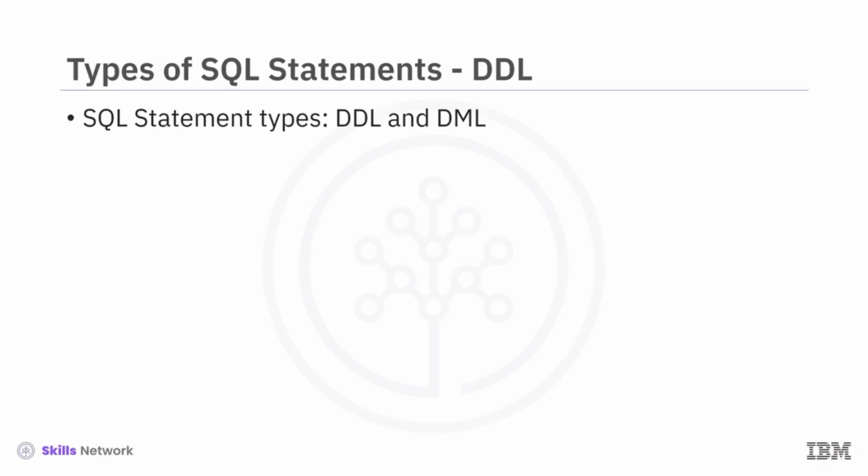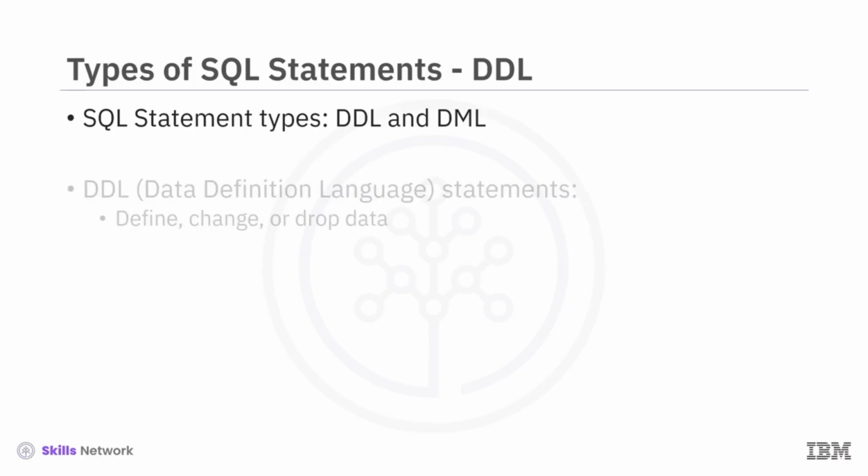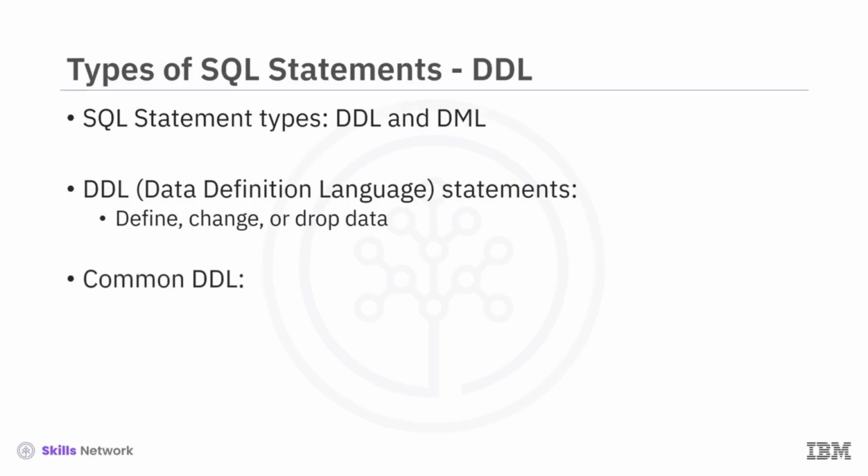SQL statements fall into two different categories: data definition language statements and data manipulation language statements. Data definition language, or DDL statements, are used to define, change, or drop database objects such as tables. Common DDL statement types include create, alter, truncate, and drop. Create is used for creating tables and defining its columns. Alter is used for altering tables, including adding and dropping columns and modifying their data types.